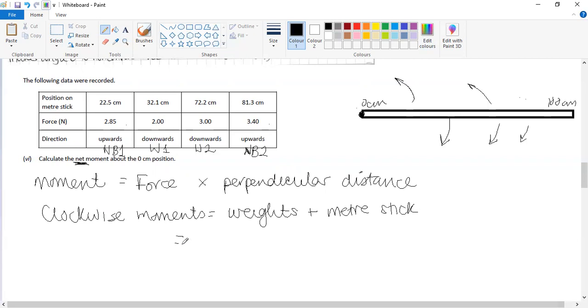So we're looking at force by perpendicular distance. We're going to go straight to our data table. And for weight 1, the force was 2. And the position on the meter stick, so the perpendicular distance from the 0 point, was 32.1. Actually, I'm going to be smart and change straight away into meters. Keep my SI units. Okay, so notice that those are in centimeters on the data table. And you've got 32.1. That's weight 1.